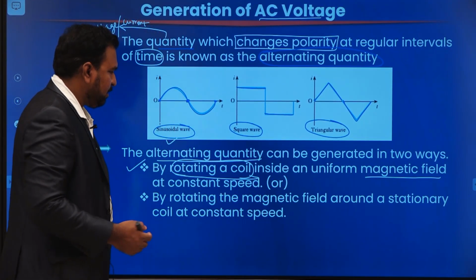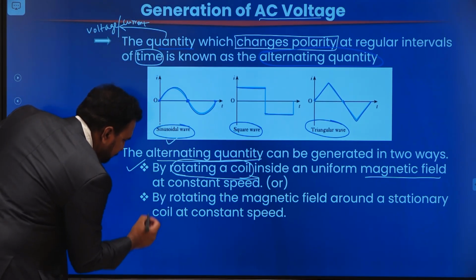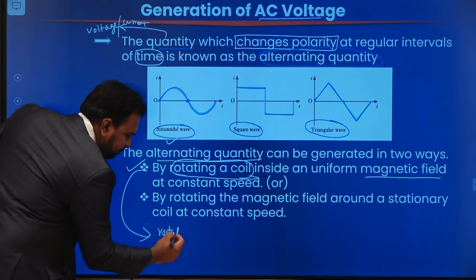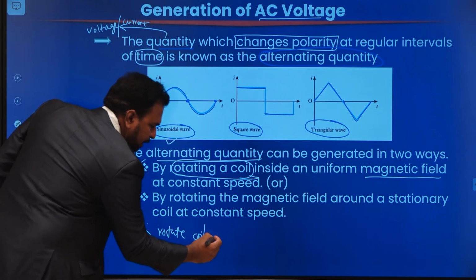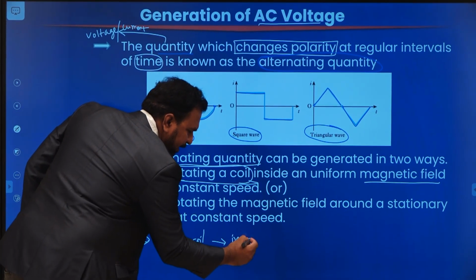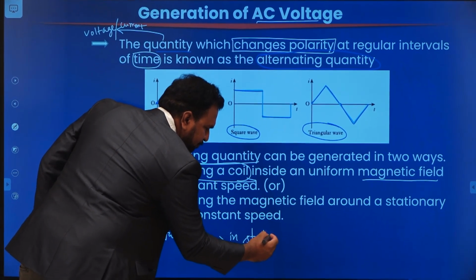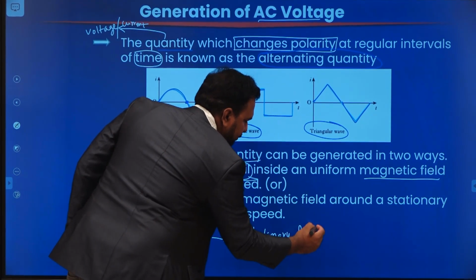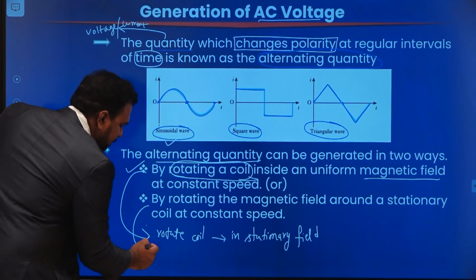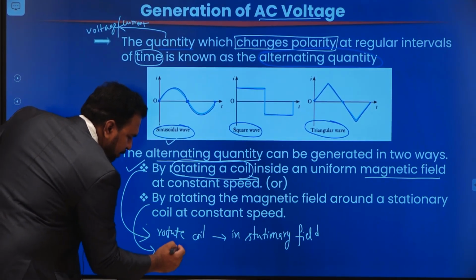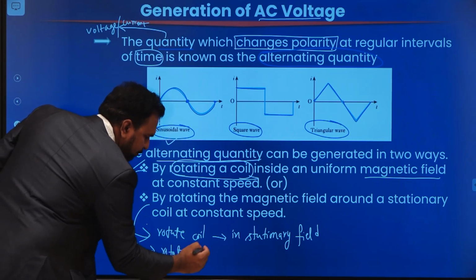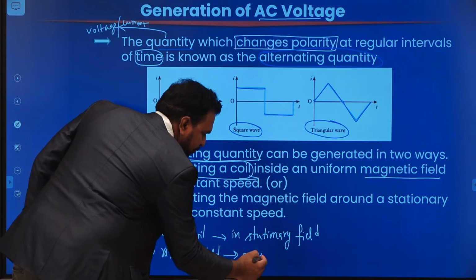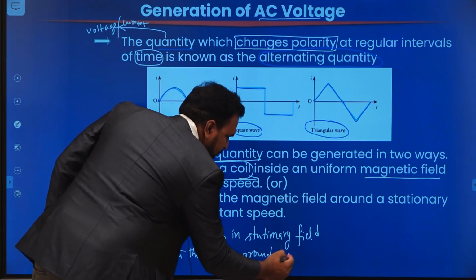So in the first case, we are going to rotate the coil in a stationary magnetic field. In the second case, we are going to rotate the magnetic field around a stationary coil.